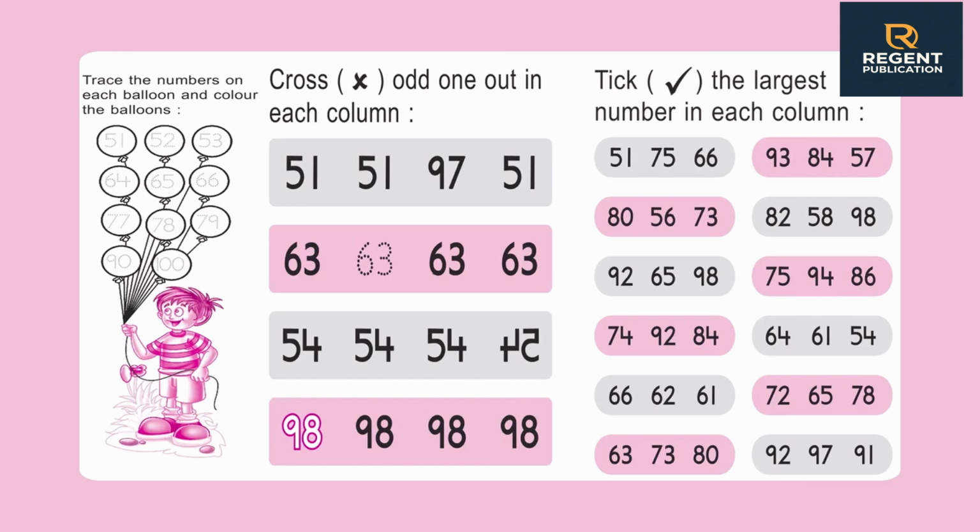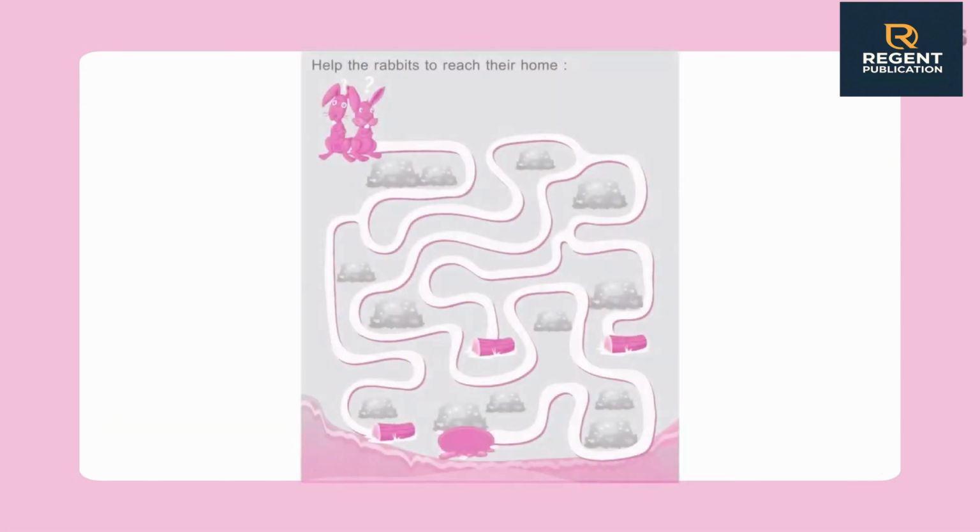Cross odd one out in each column. Tick the largest number in each column. Help the rabbit to reach their home.